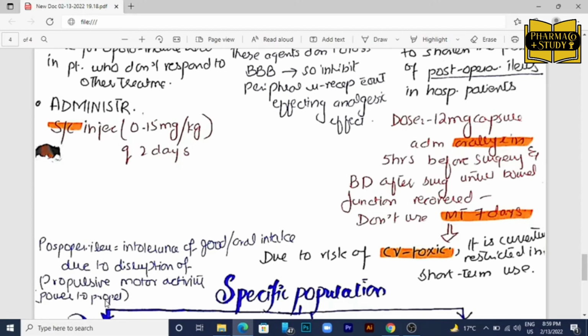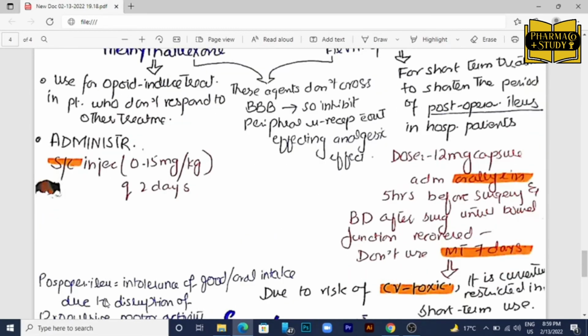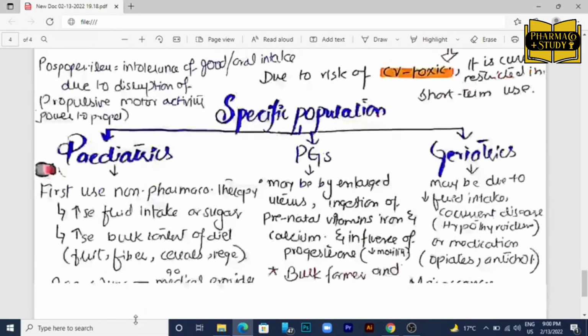And why does this occur? This occurs due to the surgery as a side effect, or if the surgery is of the rectum, it may be due to this. So alvimopam can be used for short-term treatment, but due to its cardiovascular side effect, its use is currently restricted.